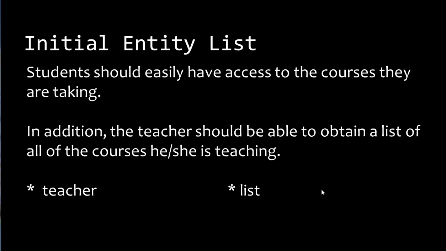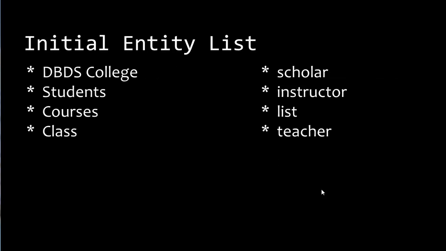If we continue on, for the next two sentences, students should easily have access to the courses they are taking. In addition, the teacher should be able to obtain a list of all the courses he or she is teaching. I don't need to duplicate any more onto our list, so I don't need to repeat students again or courses, but a couple of new nouns pop out. One is teacher and one is list. So I'll go ahead and add those to my overall initial entity list. And with that said, here is my final initial entity list: DBDS College, students, courses, class, scholar, instructor, list, and teacher.